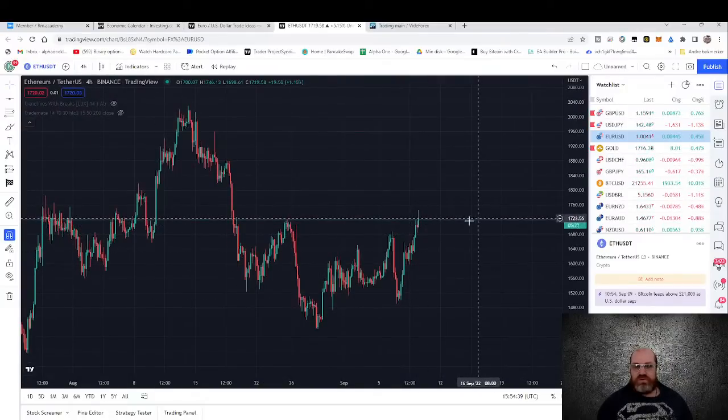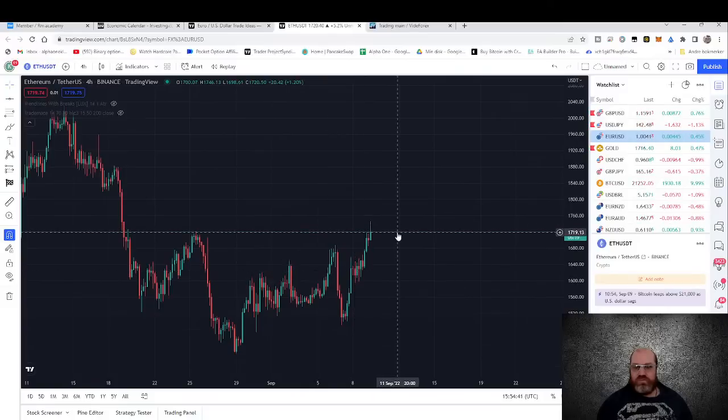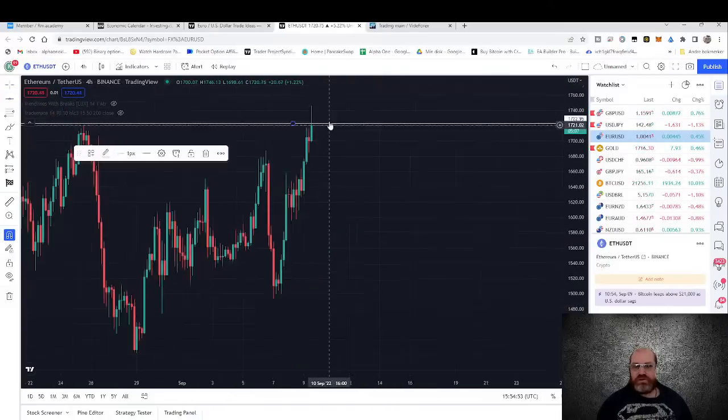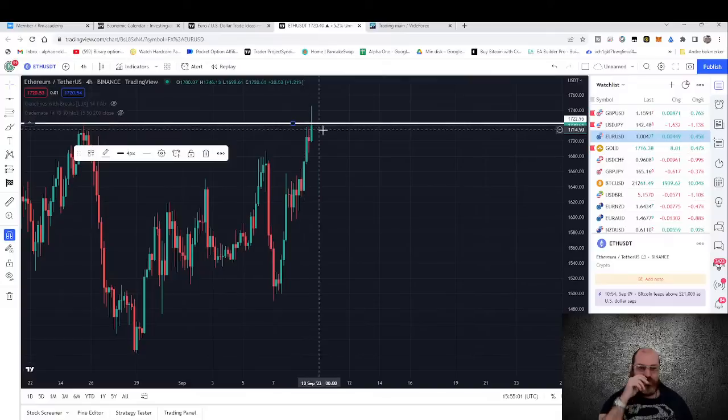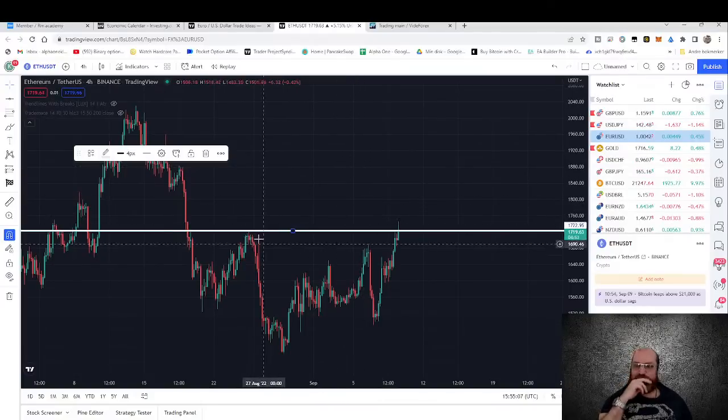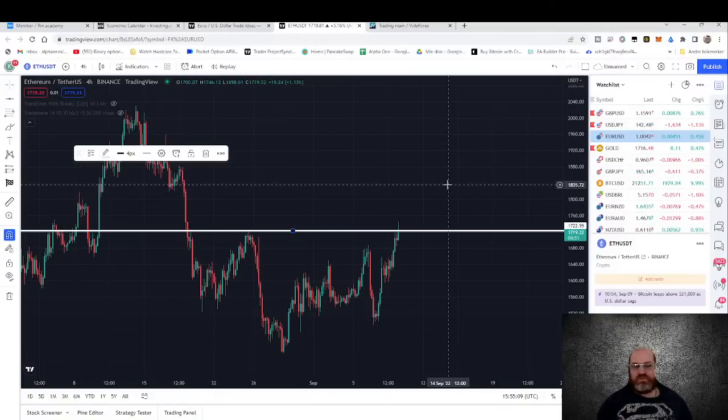We are right now exactly at the resistance. If you can close above this white line here, let's make it much thicker so we have a little area of movement. So if you close above here, the probability is it will continue upwards at least to this region here. So that will be a super nice long trade.